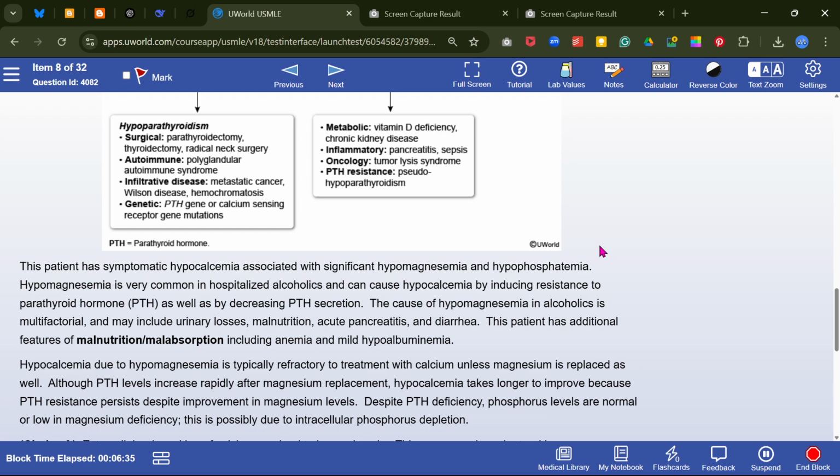Why did you choose hypoalbuminemia? After correction, if calcium level is normal, that means it is hypoalbuminemia.